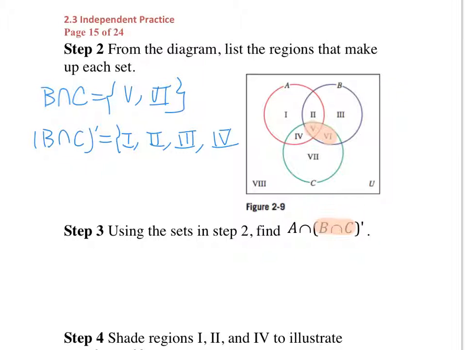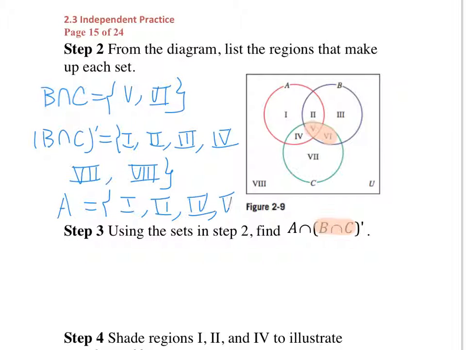then we skip 5 and 6 because they are in the B and C intersection, and then it's 7 and 8. Now we finish the second step. The third step is to find A intersect the complement of B intersect C. So now let's put A right underneath here. A is area 1, area 2, area 4, and area 5.